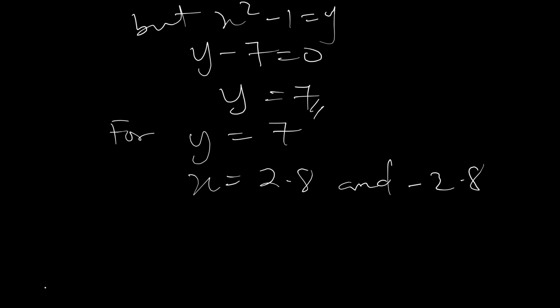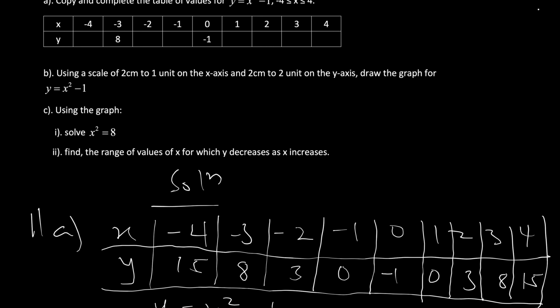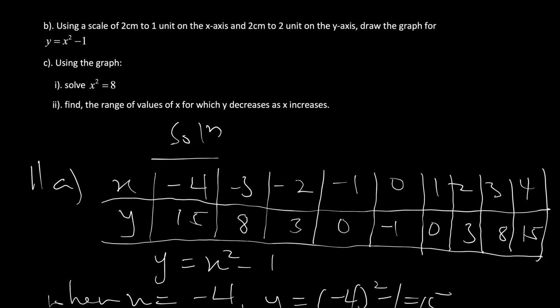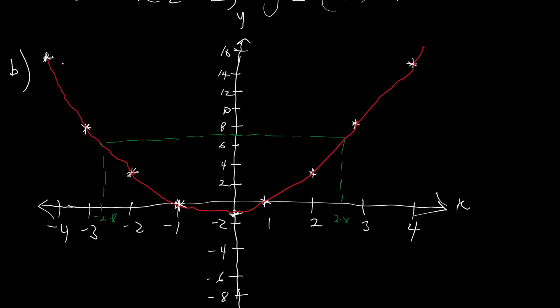Moving on to C(ii). It says find the range of values of x for which y decreases as x increases. We can see that from this side of the curve to this side, y decreases and x increases. But from here to here, as y increases, x increases as well. But we are being asked to find the values of x as y decreases and x increases. So y decreases from here to here and x increases from this to this.